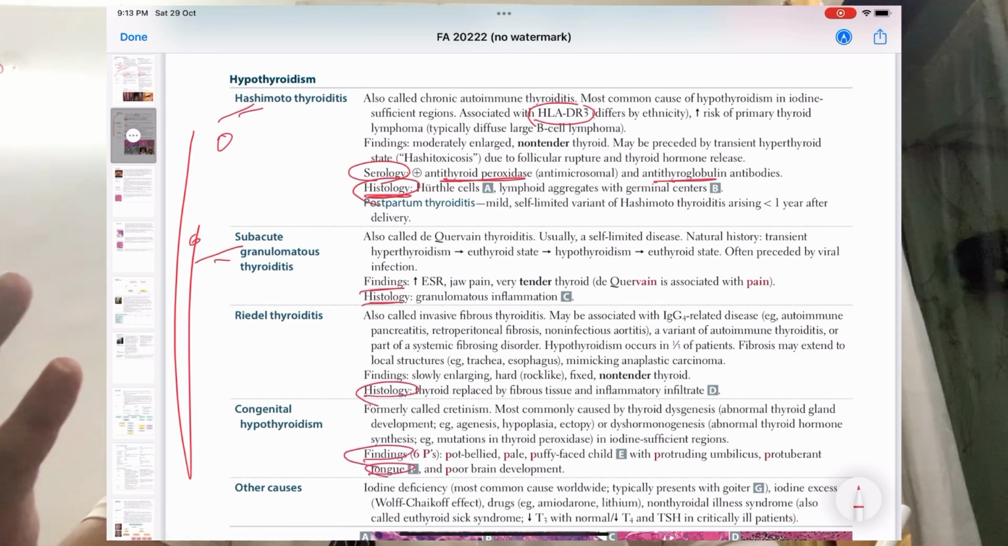Now, as I told you, Hashimoto and subacute granulomatous. Hashimoto is the most common. If you're not able to understand the question, always go for Hashimoto. Think about the autoantibody and HLA levels.